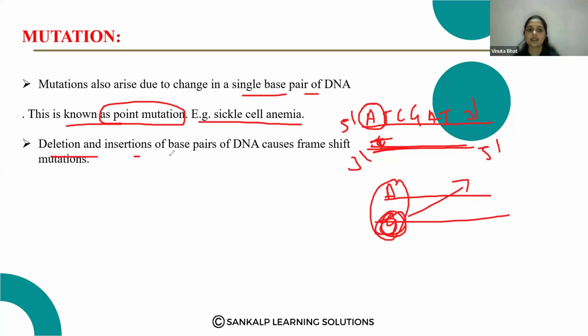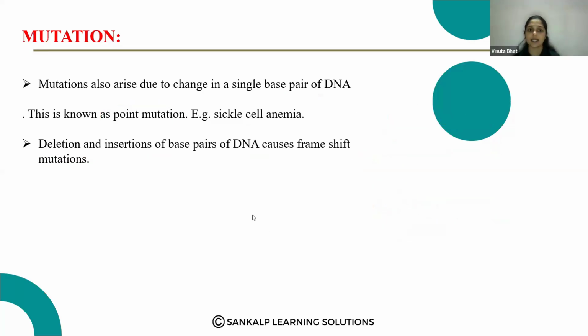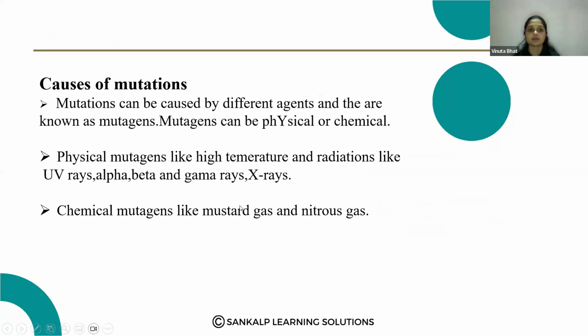So deletion and insertion of base pairs cause the frame shift mutation. So what is this frame shift mutation? The example for the point mutation is sickle cell anemia.